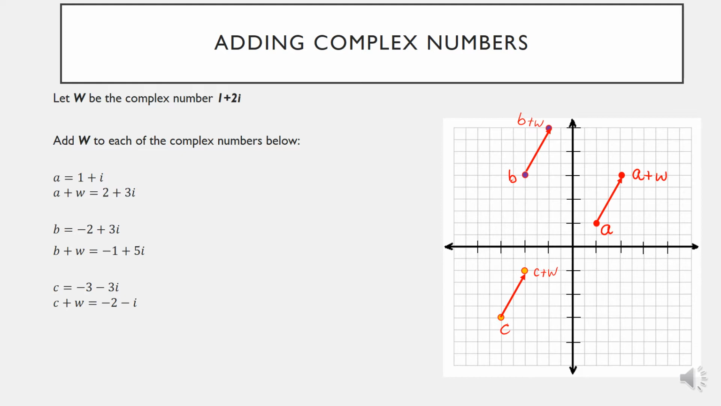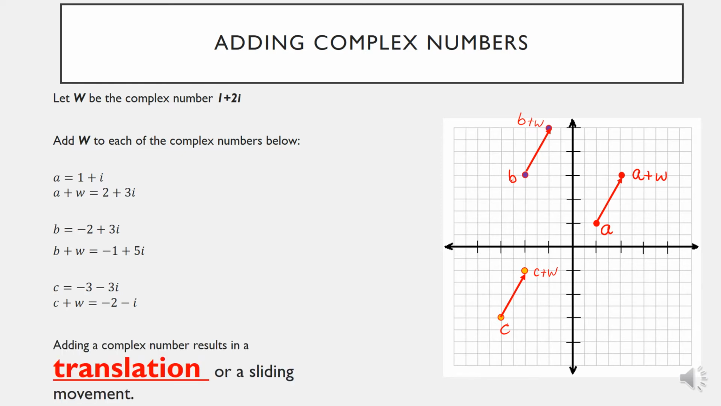And if we look at the 3 arrows from the starting points, a, b and c, to when we added w, you can see that they've all moved the same direction, the same amount. So this is a sliding movement, so this is called a translation. Adding a complex number results in a translation or a sliding movement.